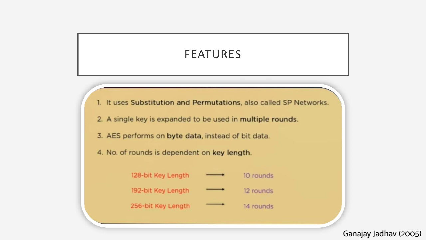In it, a single key can be used for multiple rounds, as usually AES operates on byte data instead of bit data. There is a specific key length in it. The key lengths are 128 bit key length for 10 rounds, 192 bit key length for 12 rounds, and 256 bit key length for 14 rounds.